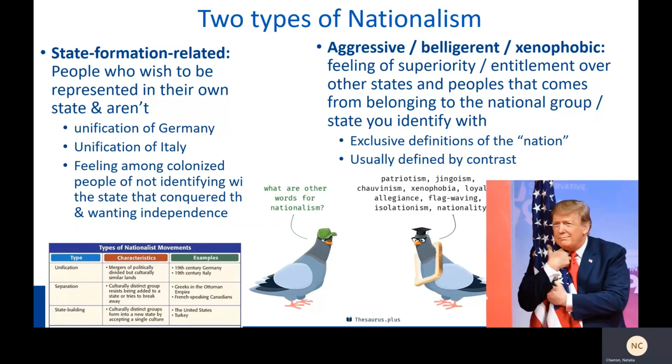And then we're also going to see it in short order as a feeling among colonized people of not identifying with the state that conquered them and wanting independence, wanting to be represented by their own state, not ruled over by somebody different. We're going to see this clearly through colonization and then later decolonization, but also in a really important land empire in Europe, Austria-Hungary, in a way that's going to help start the First World War. So that's state formation related nationalism, the feeling of a people that they want to be represented by their own state and they aren't yet.